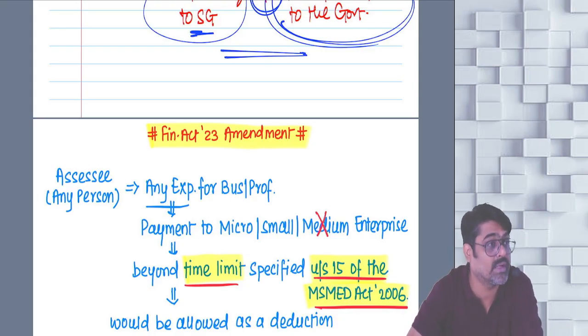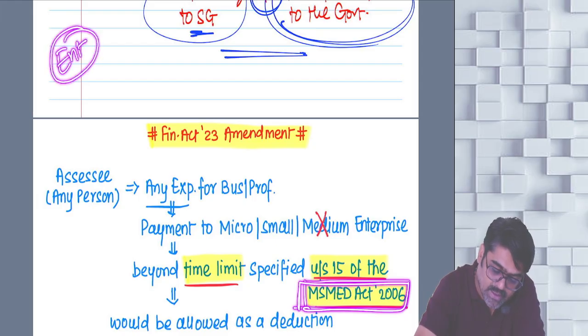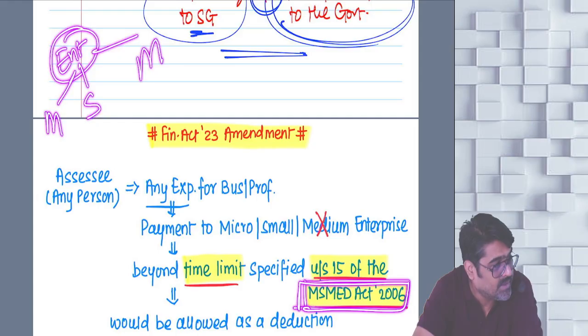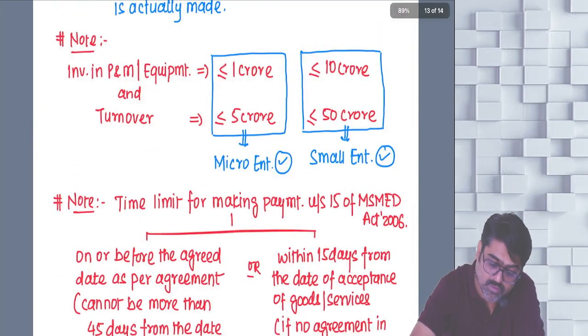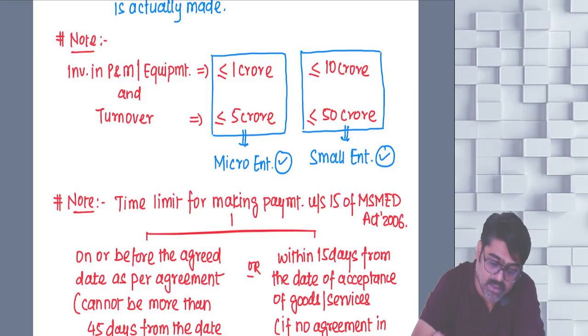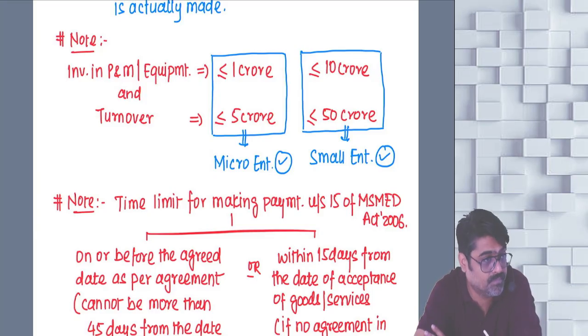2006, not 2007, 2006. So the MSMED Act. As per this Act, there are certain enterprises which are micro, certain enterprises which are small, and certain enterprises which are medium. So which enterprises are known as micro enterprises? The enterprises whose turnover is up to 5 crores, and where the investment in plant, machinery and equipment is up to 1 crore. Up to 1 crore.